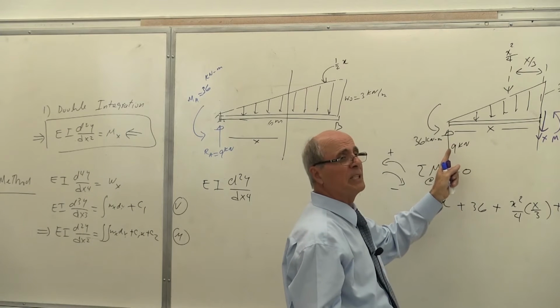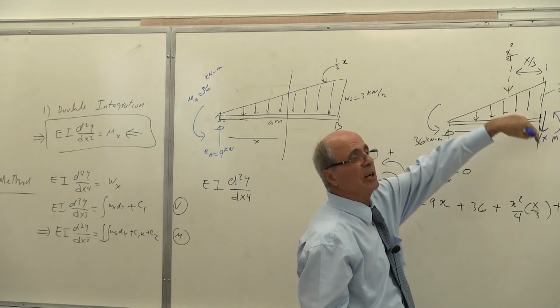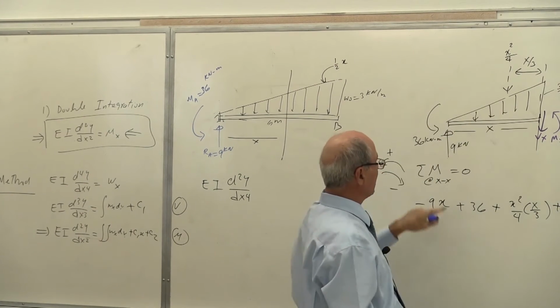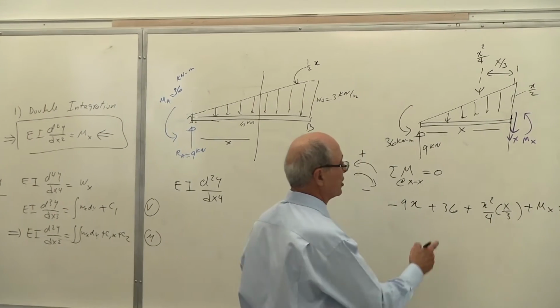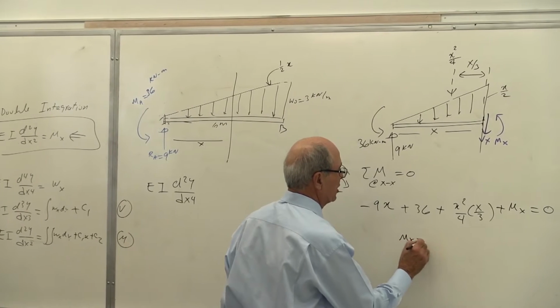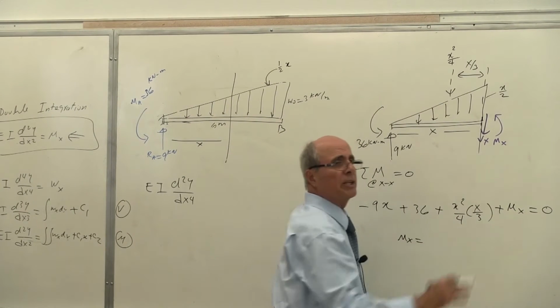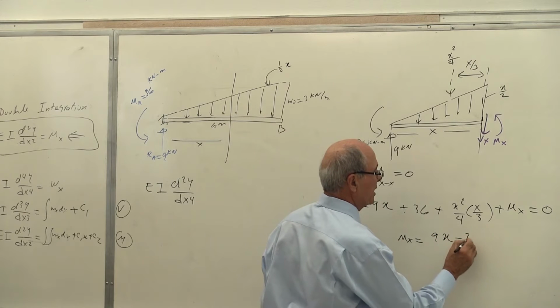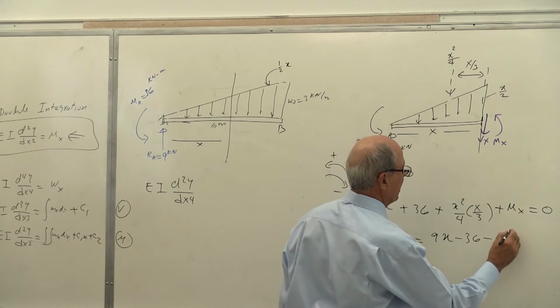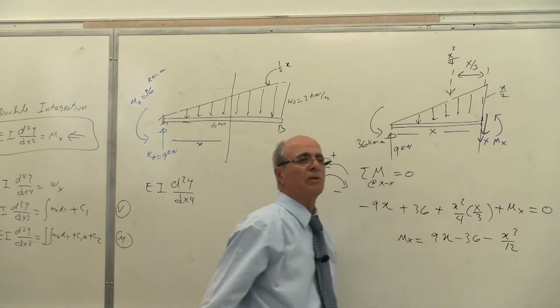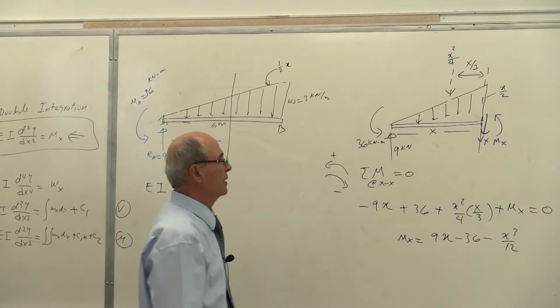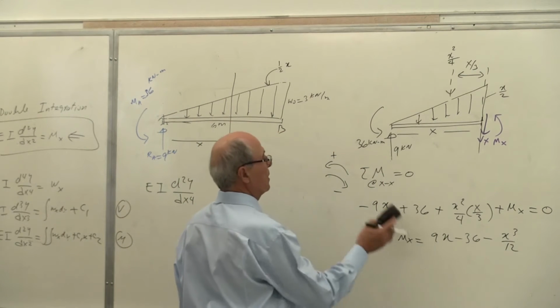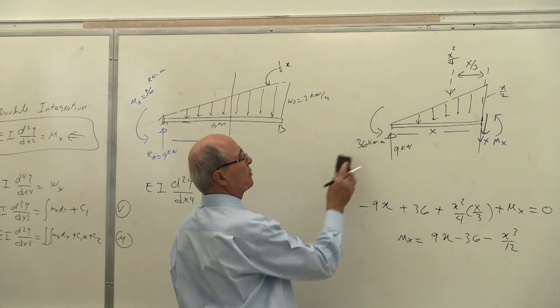All you have to do is go with action and reaction. The action of this one is negative. The reaction is, look, if this goes to the other side, look, mx. What's mx? Mx equal to, everything goes to the other side, yes or no? Or change sign. So it becomes 9x minus 36 minus x3 over 12. Yes or no? Correct? All right. Now, here, this is the m. So that's the mx. This is the free body diagram.